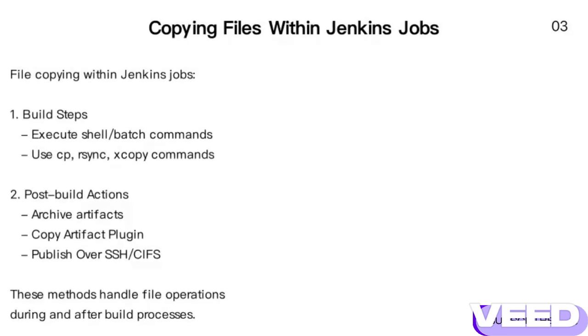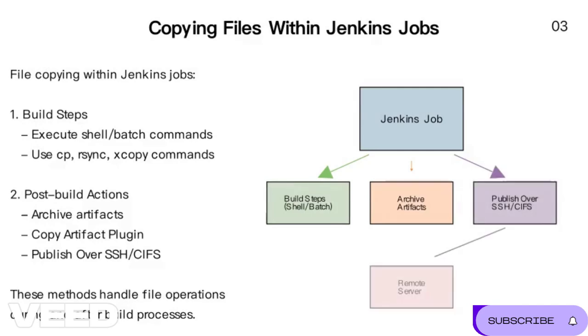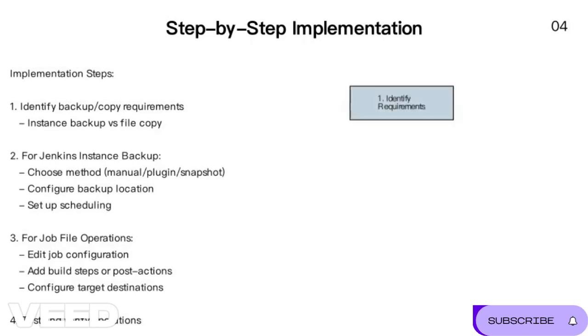snapshots. Copying files within Jenkins jobs involves several methods depending on when and where you need to move files. Build steps allow you to use shell or batch commands like cp, rsync, or xcopy to copy files during the build process. Post-build actions provide more structured approaches. Archiving artifacts saves build outputs within Jenkins. The Copy Artifact plugin transfers files between jobs, and Publish Over SSH or CIFS plugins copy files to remote servers for deployment or storage.